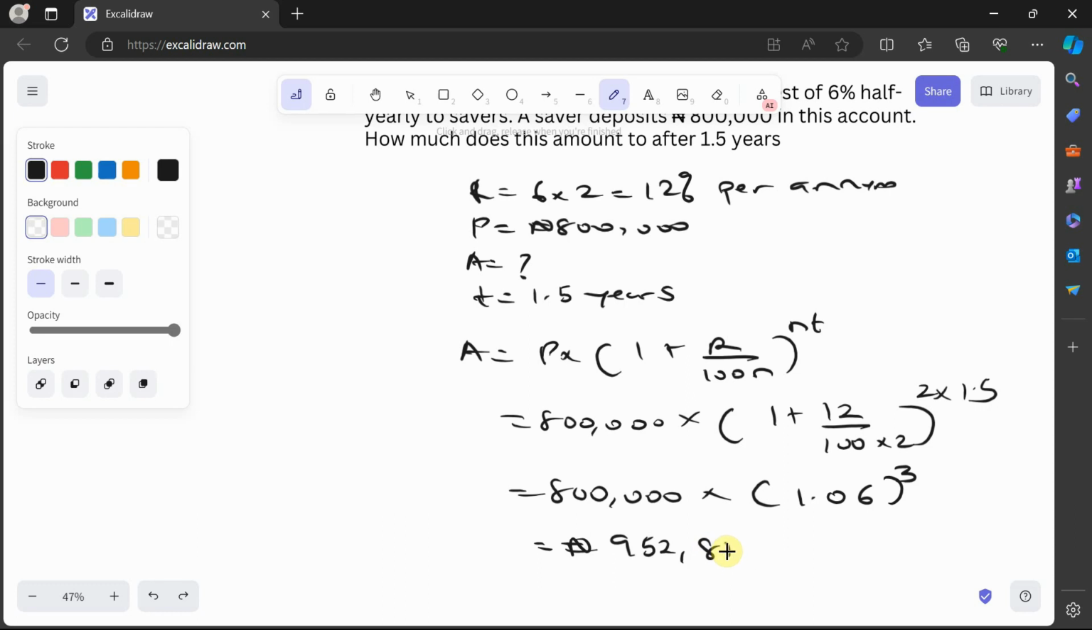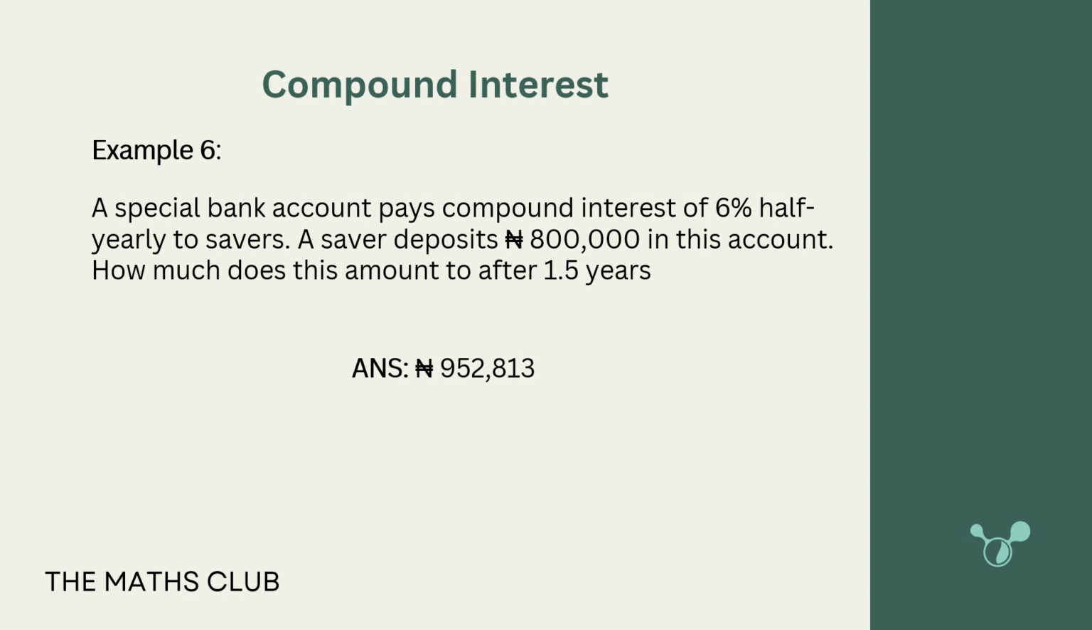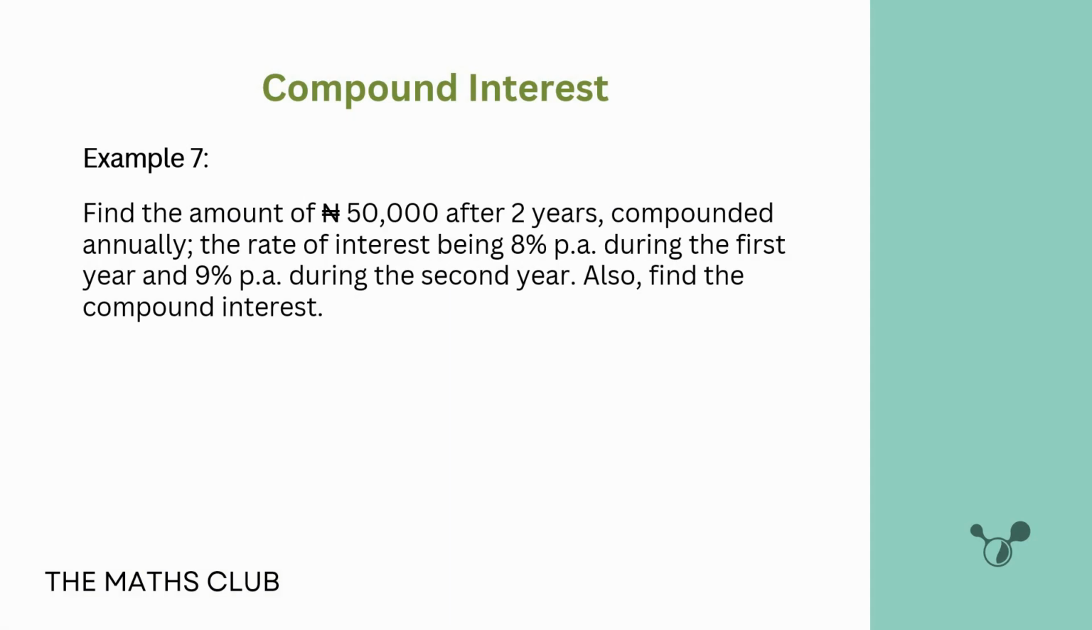952,812.8. But instead of saying 812.8, I'll just say 813, to the nearest whole number. So this is the amount A after 1.5 years. Let's see if our answer is correct. It's 950,813 naira. Next question says that we should find the amount of 50,000 after 2 years.